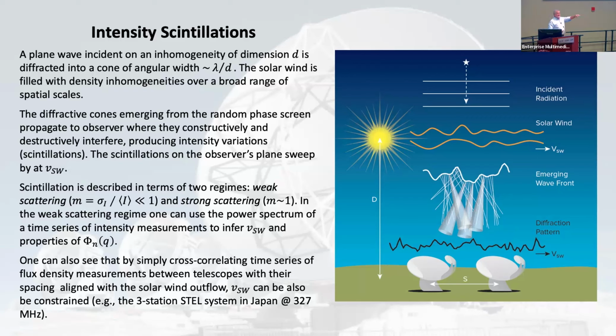And now, since the solar wind is carrying this diffraction pattern across your telescopes, you see variations in intensity as a function of time. And in the so-called weak scattering limit, you can measure the time series and make a power spectrum. It has a characteristic shape. The physics and optics are a little bit complicated, so I'm not going to do that. But you can deduce properties of the solar wind spatial spectrum as well as solar wind velocity. Or you can even do something as simple as two telescopes separated, let the diffraction pattern sweep over them, measure the time delay, and you have the solar wind speed.